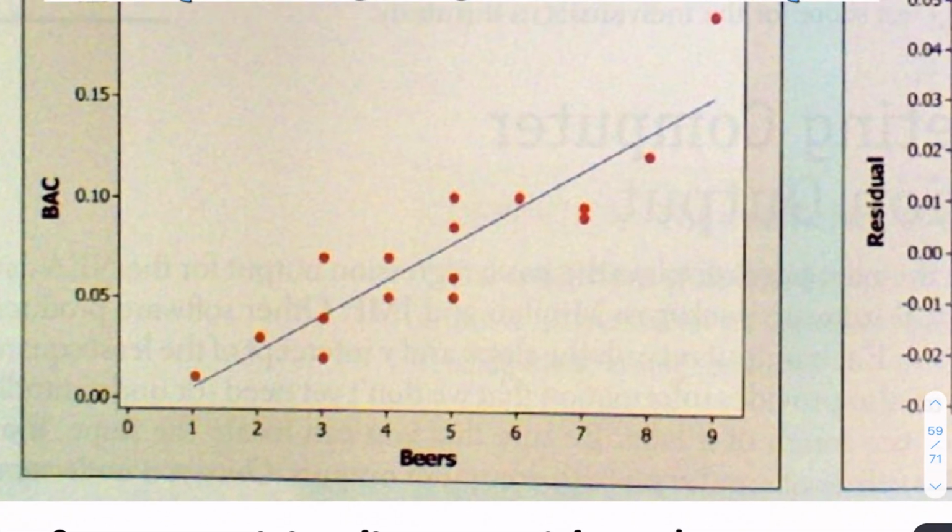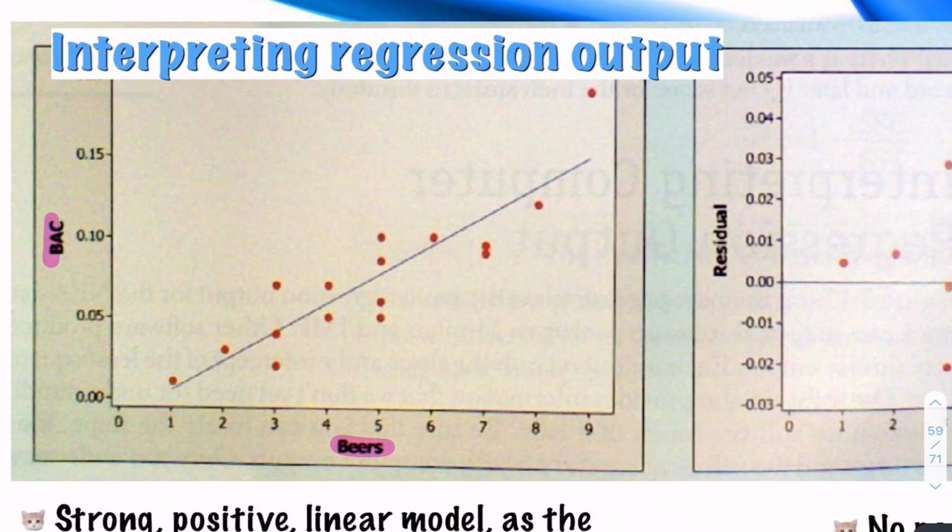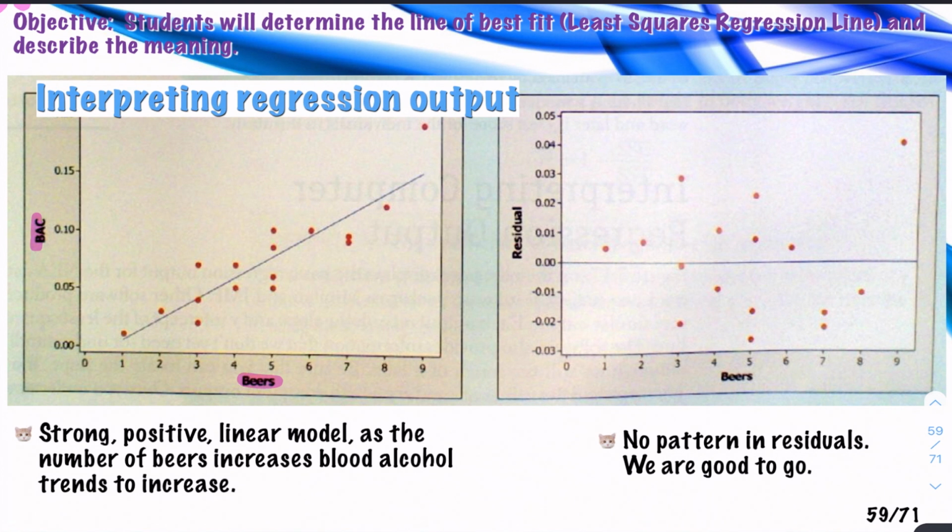So if we are looking at this, note, labels. We have our line of best fit and we have our 16 data points. As the number of beers increases, the blood alcohol content also increases. So we see a strong, positive, linear model. As the number of beers increases, blood alcohol tends to increase. Note, again, squishy words. We are not precise here. We're just trying to describe approximately.